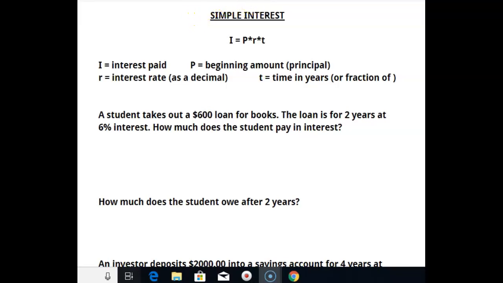Now we're going to look at some other uses of percents. The first one is called simple interest. Simple interest is earning interest on loans or bank accounts. Usually these are thought of as simple because you're not taking the loan out for a very long time, or you're not investing the money for a very long time.